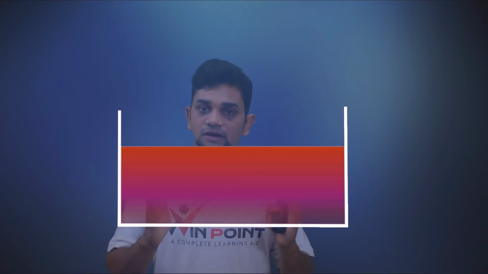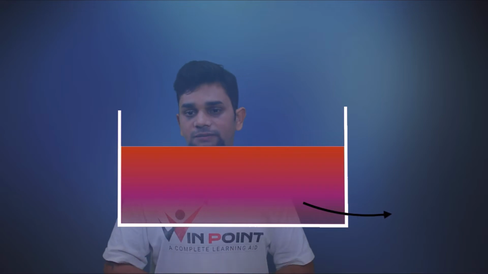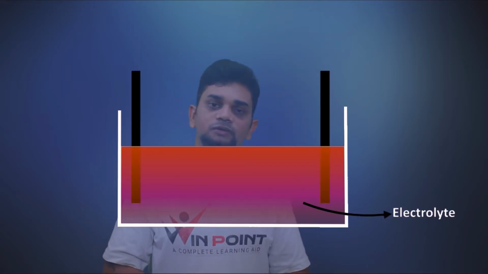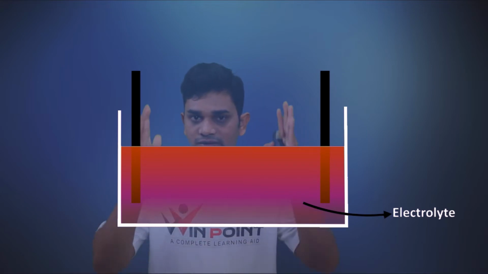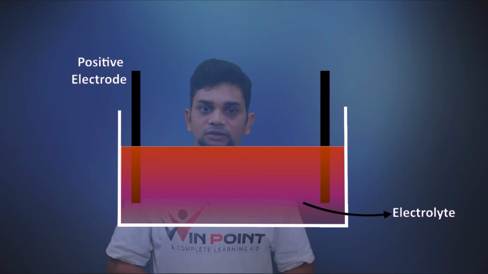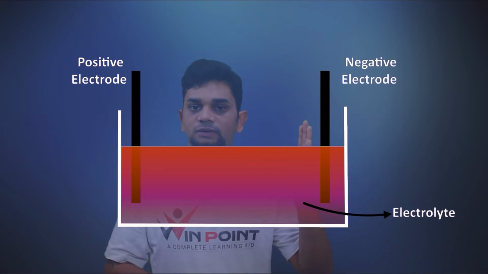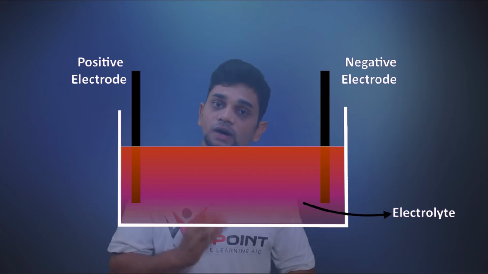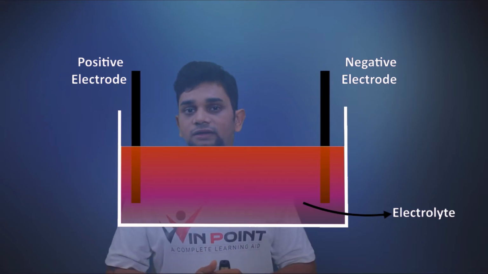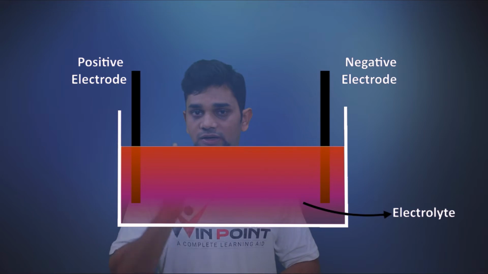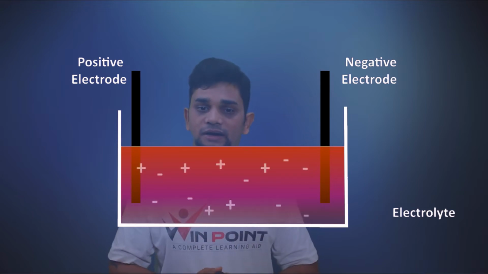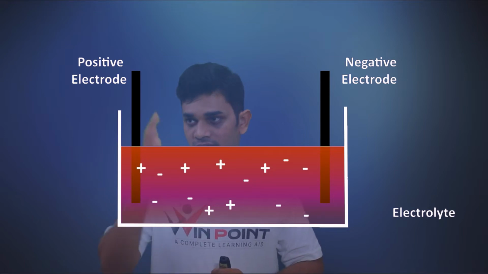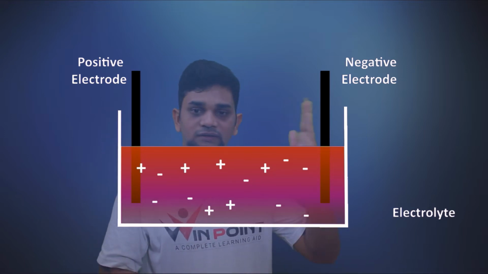Here we are considering an electrolyte. We are going to arrange 2 electrodes here, made of carbon or any other metal. We connect these 2 electrodes to the cell. So this one is the positive electrode, this one is the negative electrode. We know that electrolytes are substances which dissociate into ions, which means in the electrolyte there will be ions. There are 2 types of ions, positive ions and negative ions. This electrode is positive and this electrode is negative.